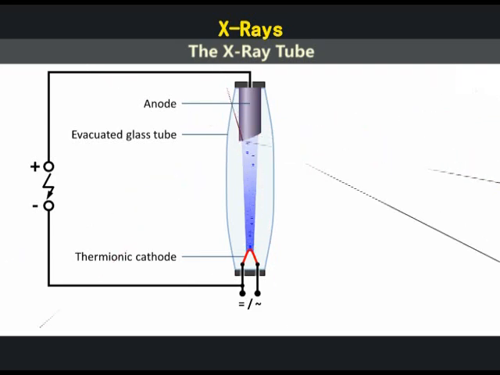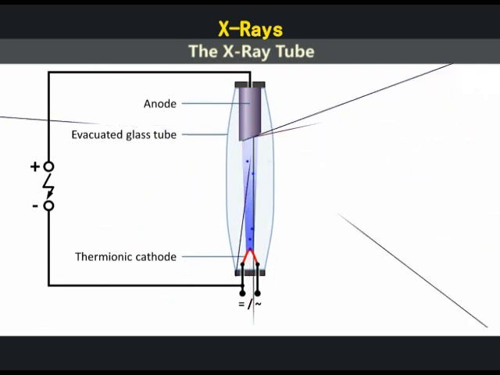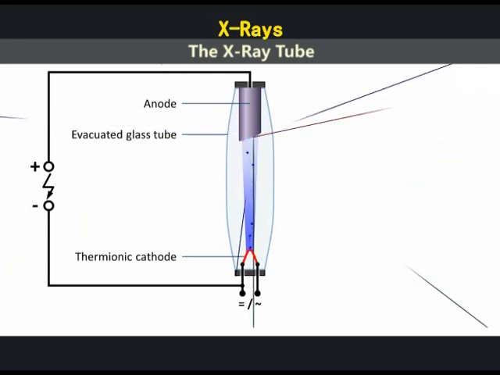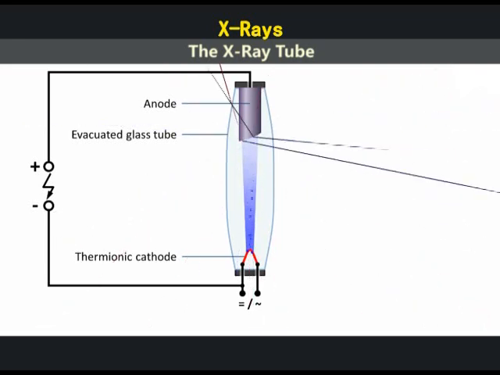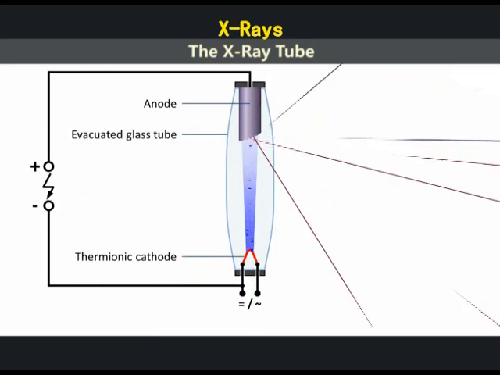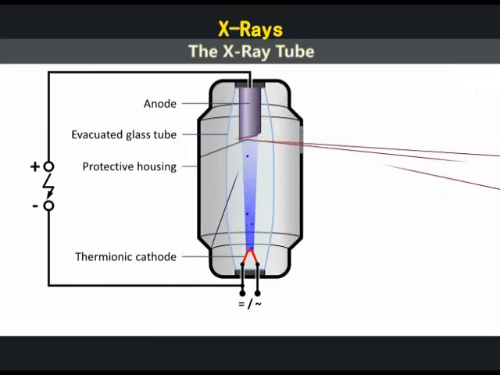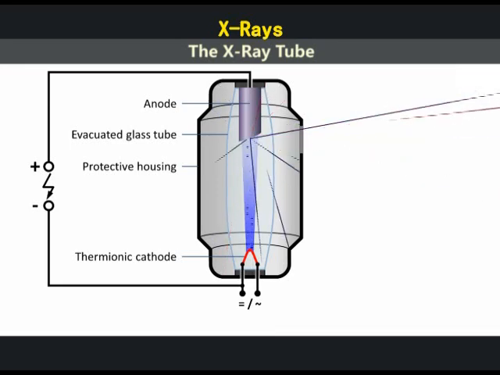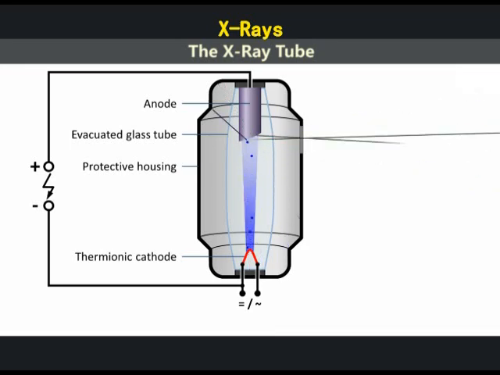Because the target is inclined at an angle of 45 degrees, the emission of X-rays is more to the right, but a small portion radiates in other directions. A protective housing shields the X-rays from going in unwanted directions. The desired X-rays can only reach the outside through a small transparent window.